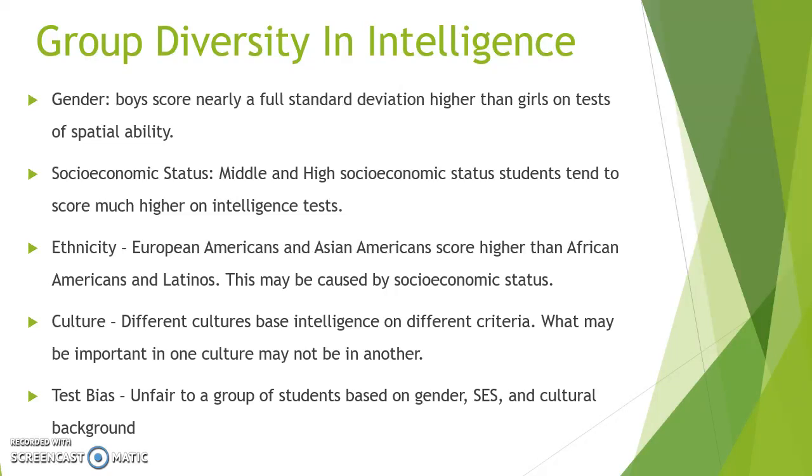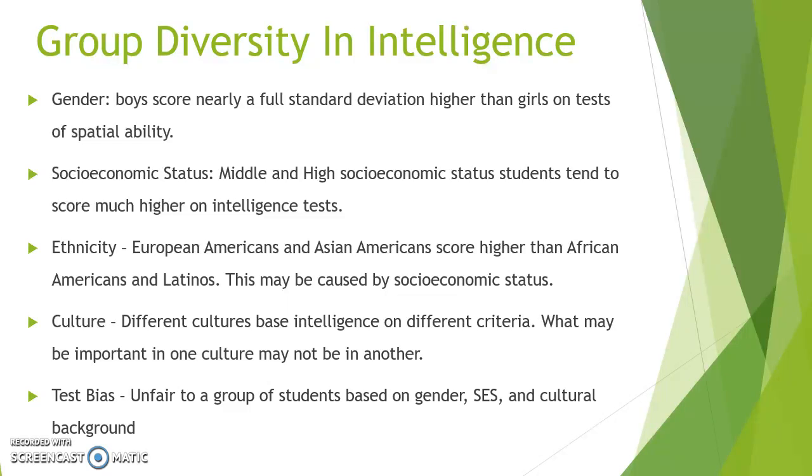Group diversity and intelligence. Based on gender, boys score nearly a full standard deviation higher than girls on spatial ability. Socioeconomic status also plays a part. Middle and high socioeconomic status students tend to score much higher on intelligence tests. Ethnicity plays a part as well. European Americans and Asian Americans score higher than African Americans and Latinos. This could be caused by socioeconomic status.